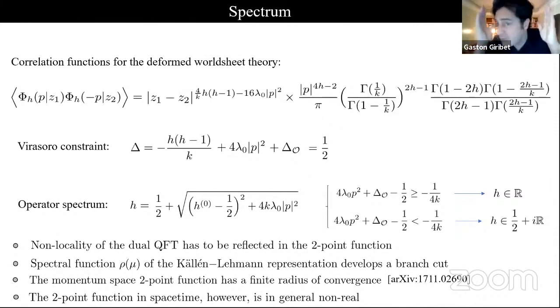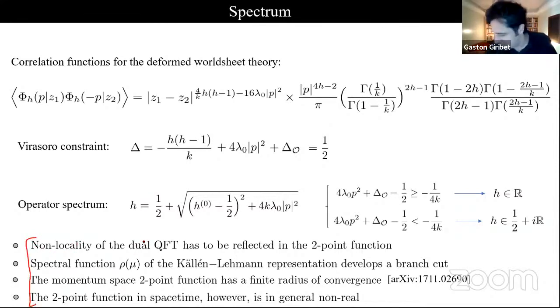I know that if I don't deform the theory, I have a string theory in AdS3, and the dual theory is a two-dimensional conformal field theory. Now I'm deforming the background. What do I get in the dual theory, if something? This is what we study in our papers, and also Kutasov, Itzhaki, and Giveon.